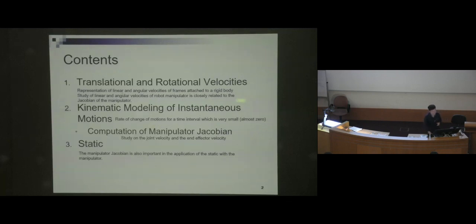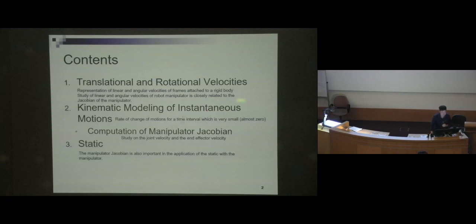So we talk about the kinematic modeling of the instantaneous motions. The word instantaneous motion refers to the rate of change of motion for a time interval which is very small, meaning that it's almost zero. So a very, very almost zero time interval. This is the definition of the instantaneous.